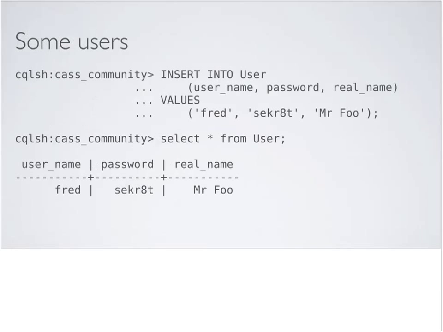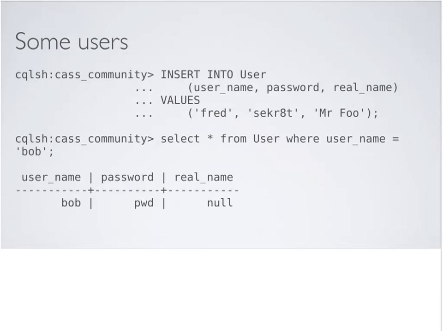We can insert some values in here. Let's put in Fred. He provides a password and his real name. We can select that back and see a nice little display there. We've got a table. Everything's fine. We put Bob in and say he doesn't specify a real name. We just don't provide that in the insert statement, just like normal SQL. We select this back, and this time I put a where clause on there to say I just want to get Bob back. So I said where username equals Bob, and we come back.